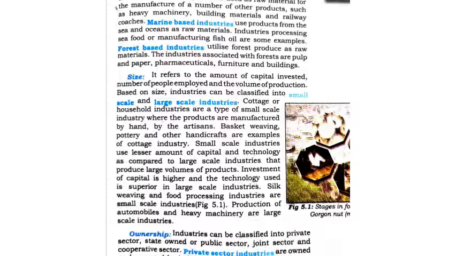Examples are basket weaving, pottery and other handicrafts are examples of the cottage industry. जो रास्ते के सामने देखते हो ना कि जो बास्केट बना रहे हैं हाथ से, पॉटरी मिट्टी का कुछ भी बना रहे हैं, कुछ पॉट्स वगैरह, तो pottery and other kinds of handicrafts also are the examples of the cottage industry, the small scale industry.